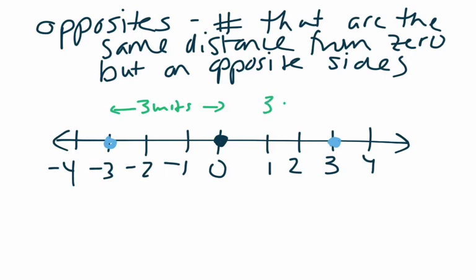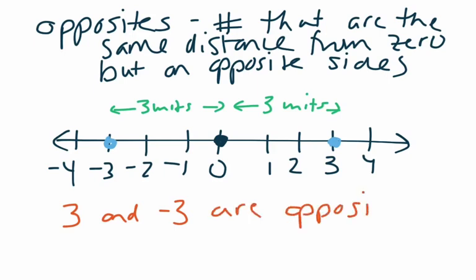And this is also 3 units. So they are the same distance, but going in different directions. So 3 and -3 are opposites. Okay, so what are some things about opposites?